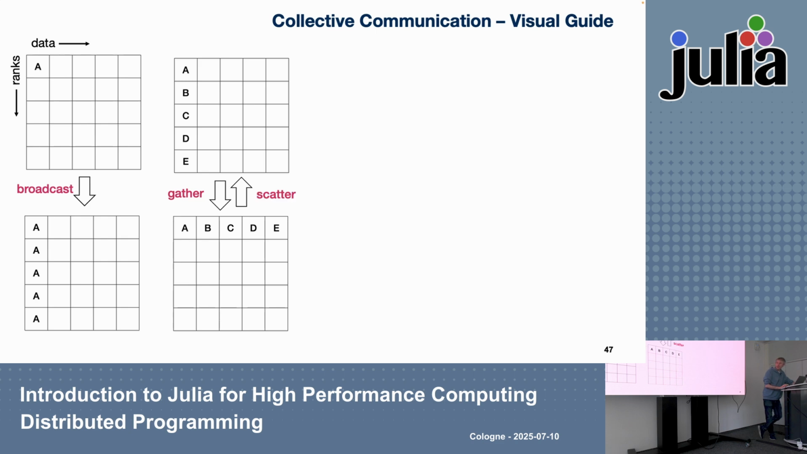And the other way around is also possible. This is the scatter function, where, for example, rank 0 has a number of values, and then they are distributed to all of the ranks.